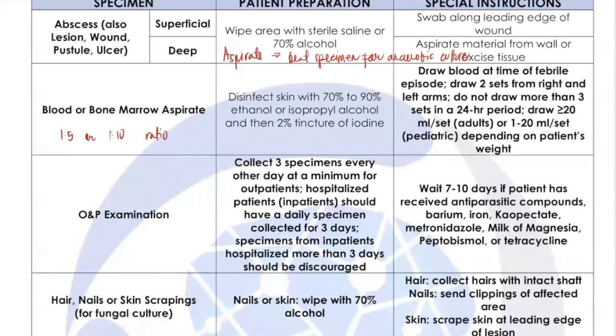Usually each set has two bottles. One bottle is incubated aerobically and the other bottle is incubated anaerobically. That is for us to be able to detect whether the pathogen is aerobic or anaerobic. So that's it. Now, for our blood culture, always remember that we use SPS, or sodium polyanethol sulfonate.